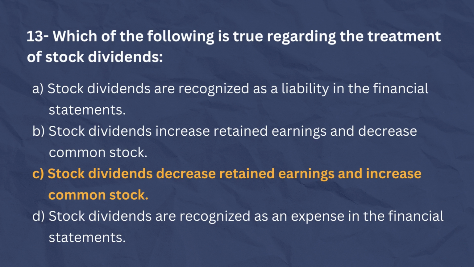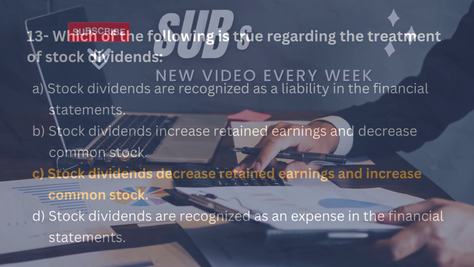The correct answer is C. Stock dividends do not involve the outflow of cash. Instead, they involve the transfer of a portion of retained earnings to common stock. This increases the number of shares outstanding and redistributes the ownership interest among shareholders.